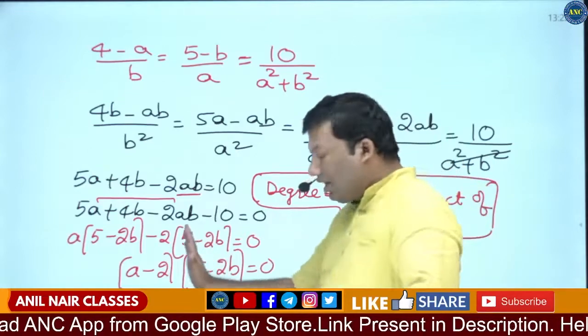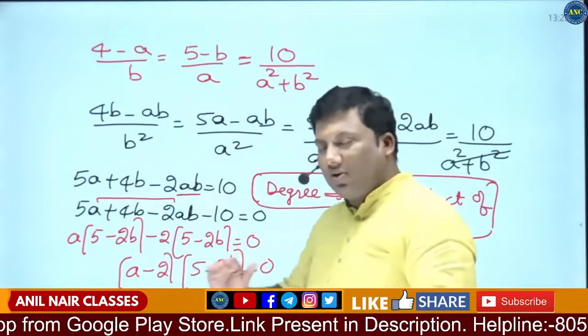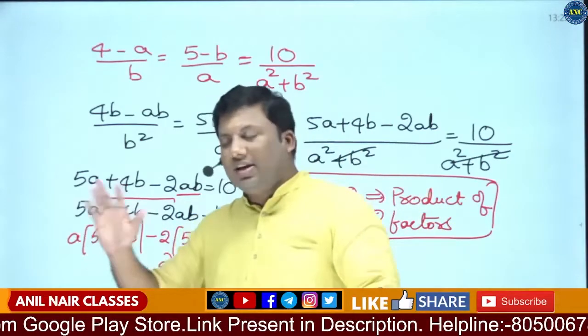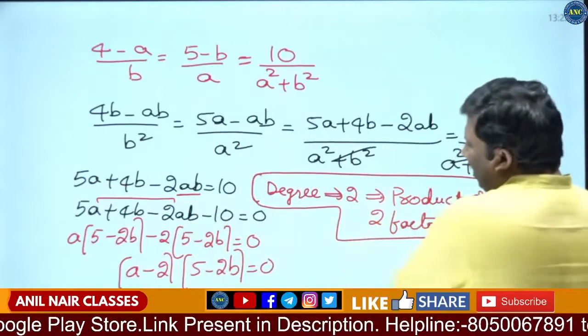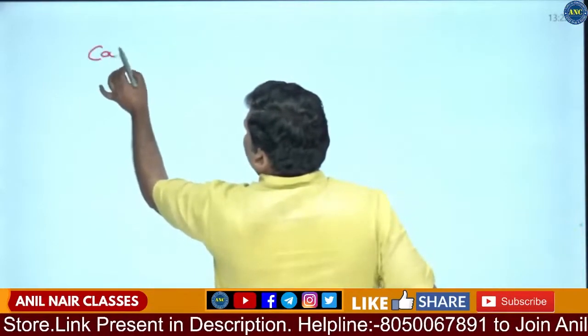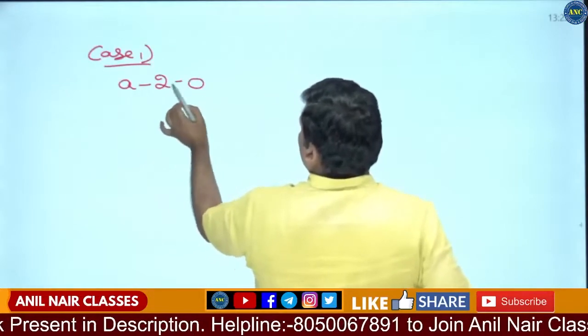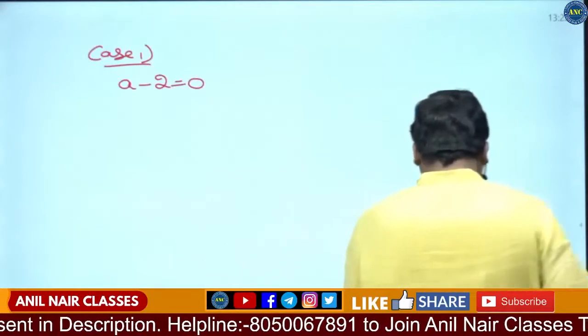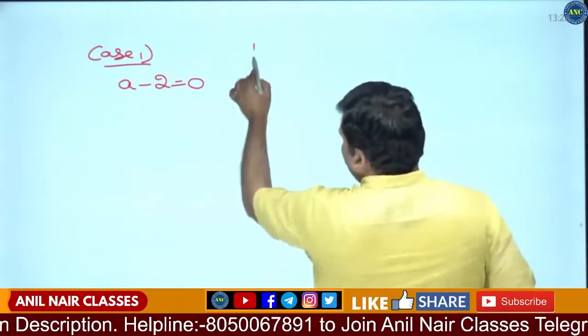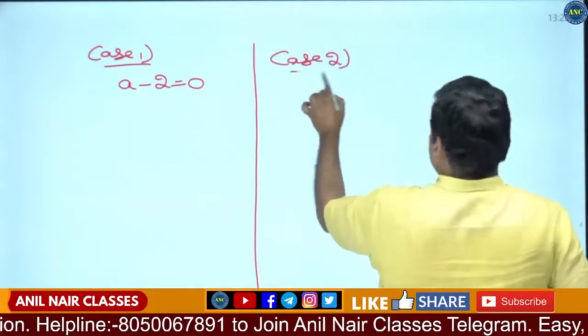Two cases we got. If the product of two is 0, either this can be 0 or this can be 0. 0 into anything is 0, anything into 0 is 0. a minus 2 into 5 minus 2b is equivalent to 0. Case 1: a minus 2 is equivalent to 0. Case 2: now I think it is simple substitution, you will get the value.